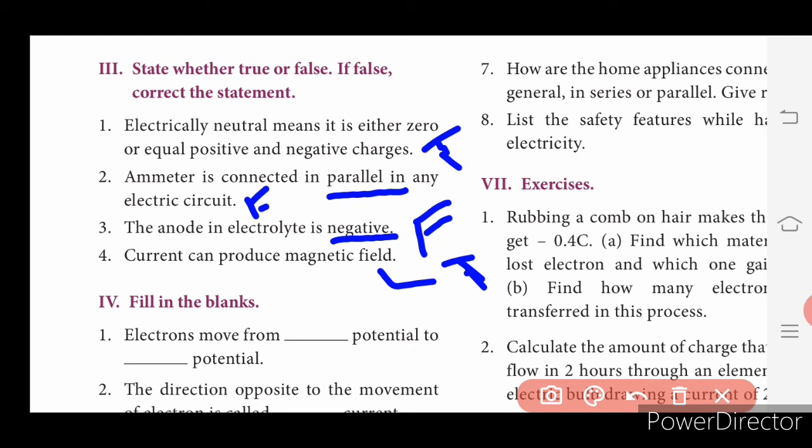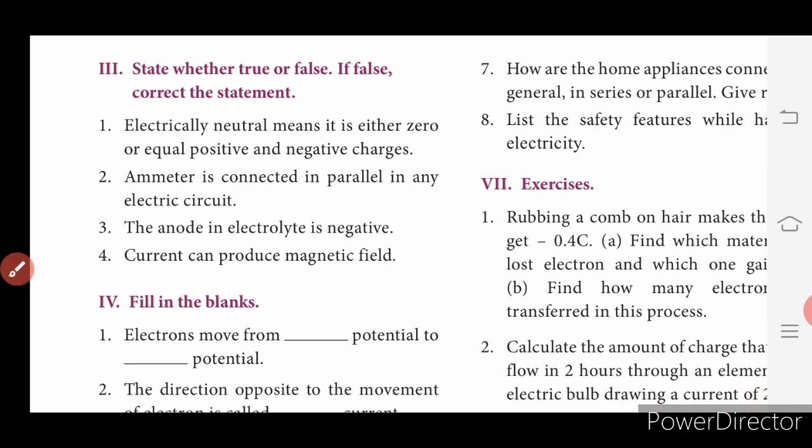So first one is true. Second one is false because it is not connected in parallel. It is connected in series. Then third one is false because it is not negative. It is positive. Then the fourth one is true.